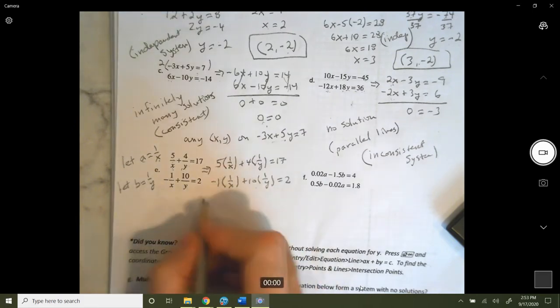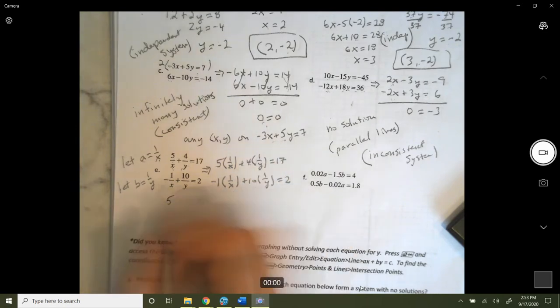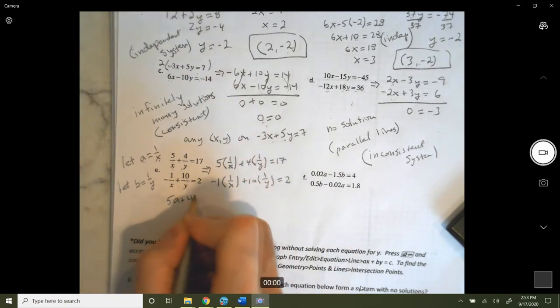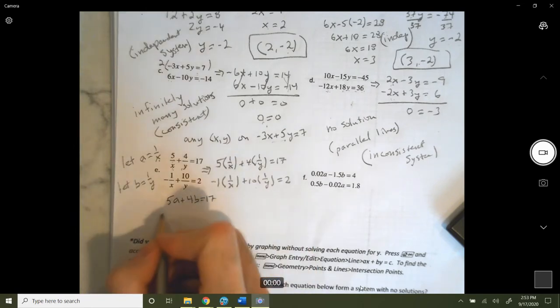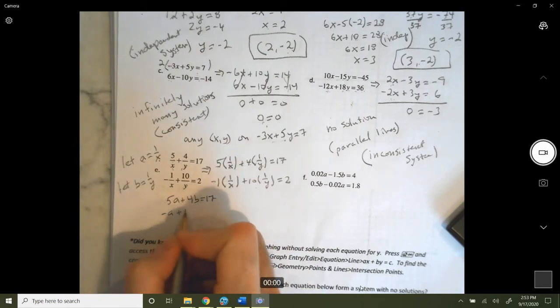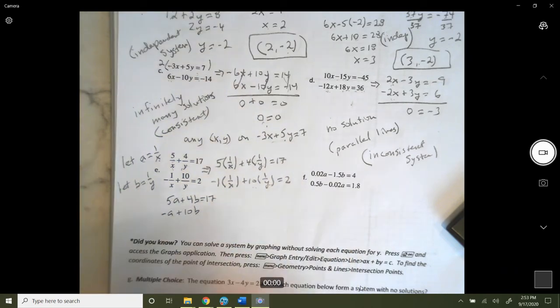And now I'm going to replace the 1 over x with an a and the 1 over y with a b. So I've got 5a plus 4b equals 17. And I've got negative 1a plus 10b, remember b is 1 over y, is equal to 2.